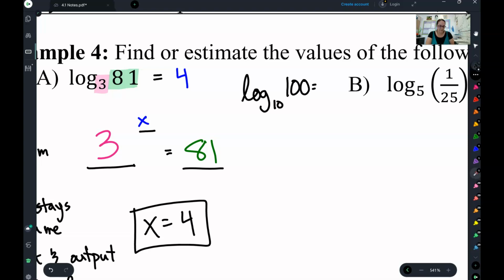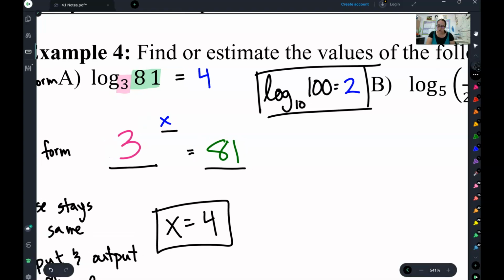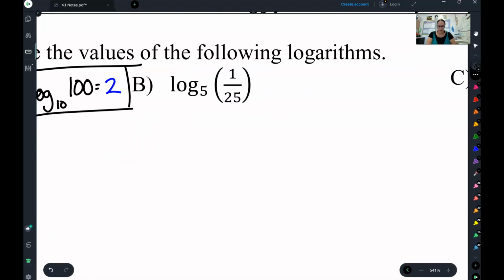One like this. So we think, 10 to what power gives me 100? Well, I know 10 squared gives me 100. And that is how we start to find logarithms in our head. So keeping that in mind, let's look at B.